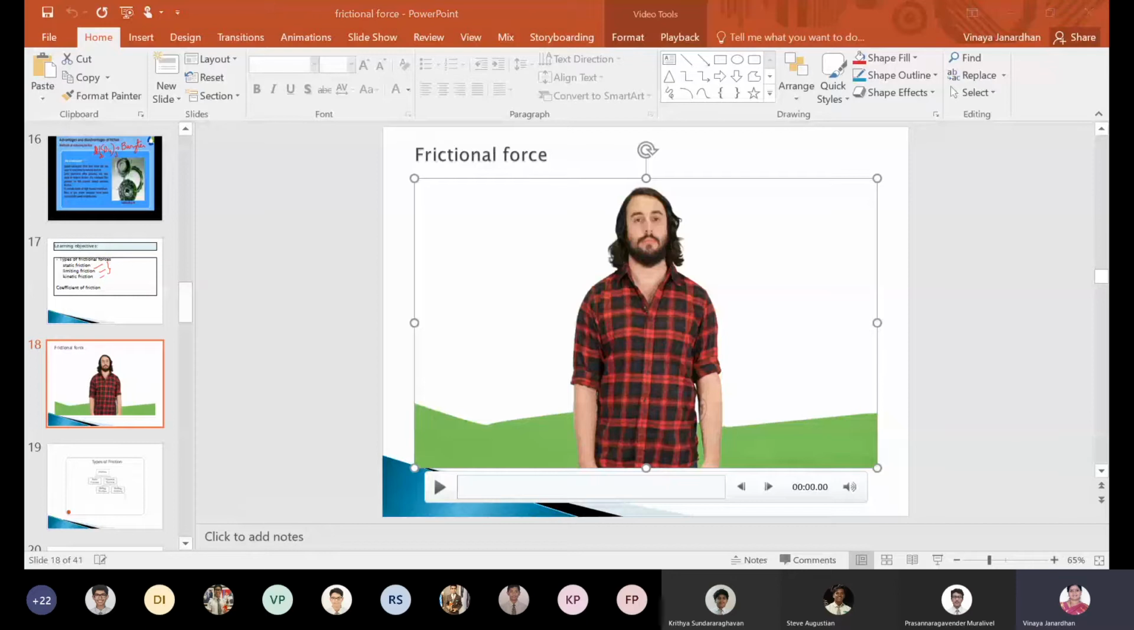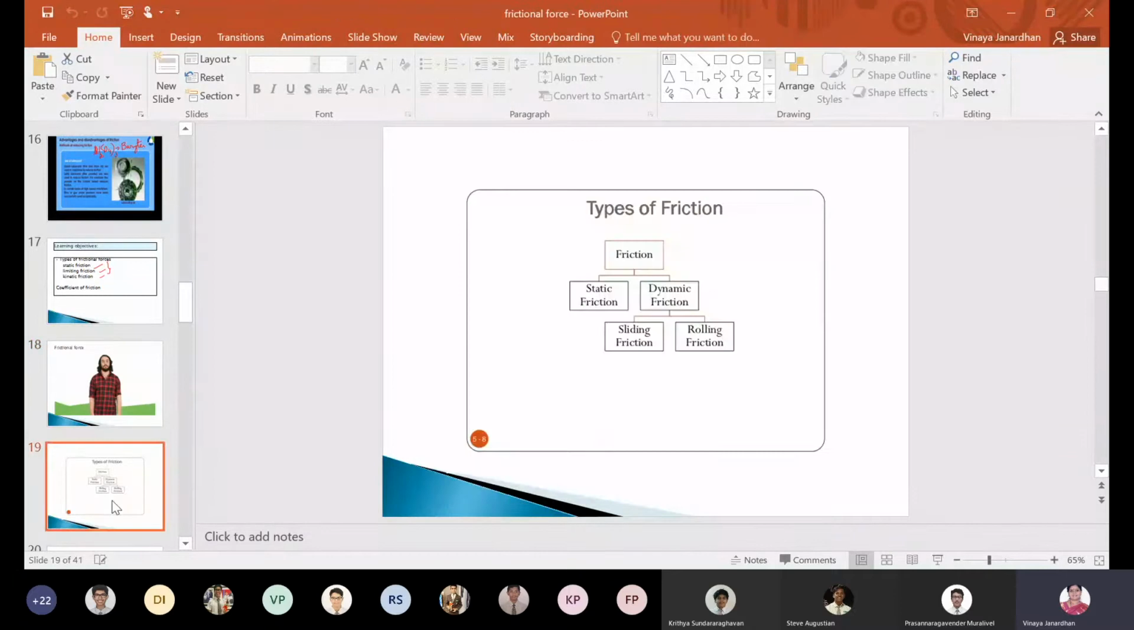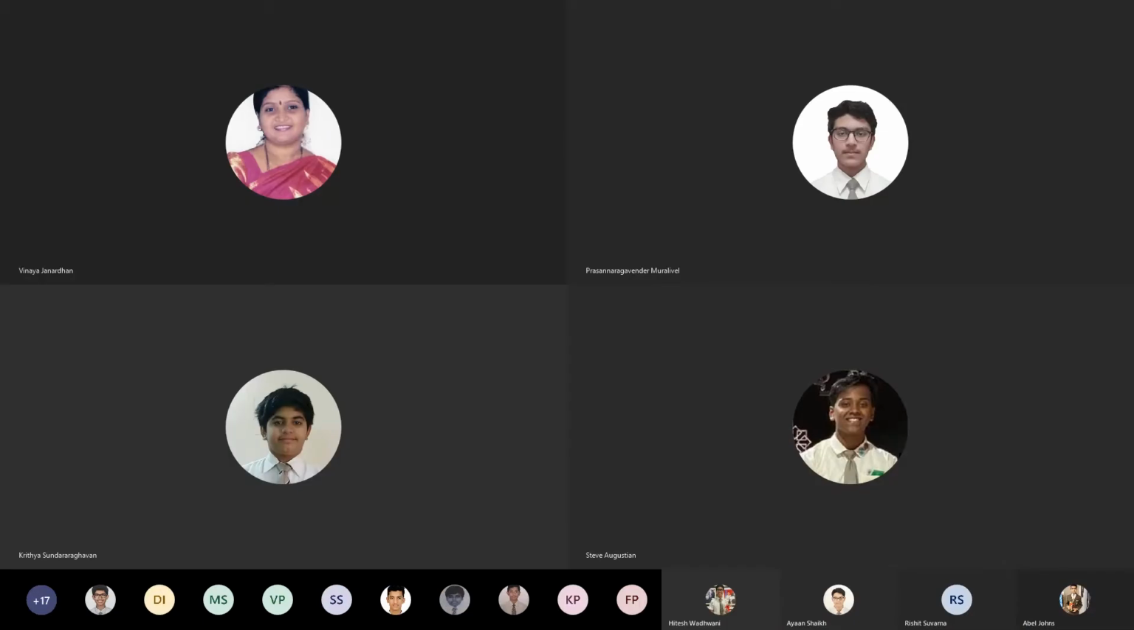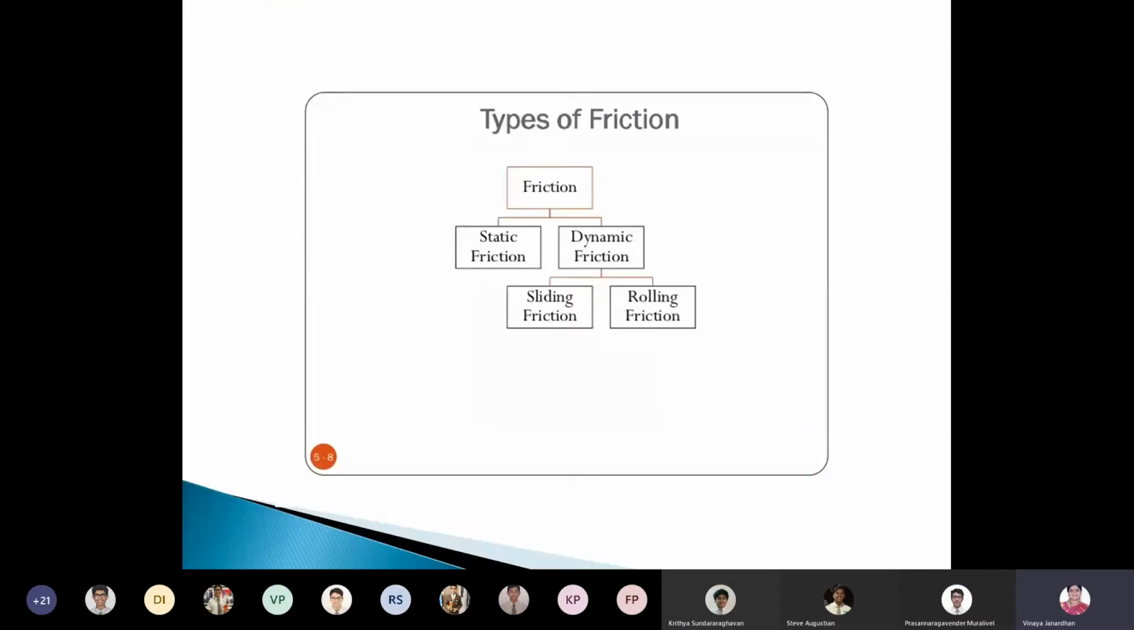Boys, I think so. You got an idea of what is static friction and what is kinetic friction? Yes. Okay. So I'll start with the theoretical part. The voice is echoing. Yes, ma'am. Okay. Then I think so. Again, I'll share the. We'll start with this once again.